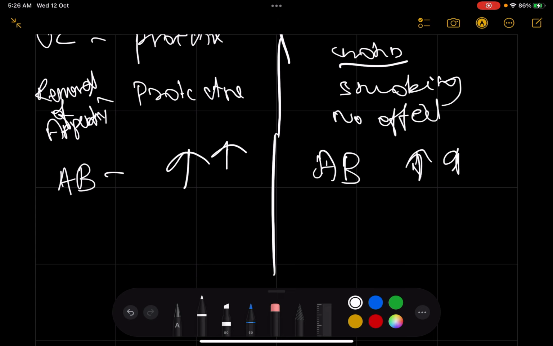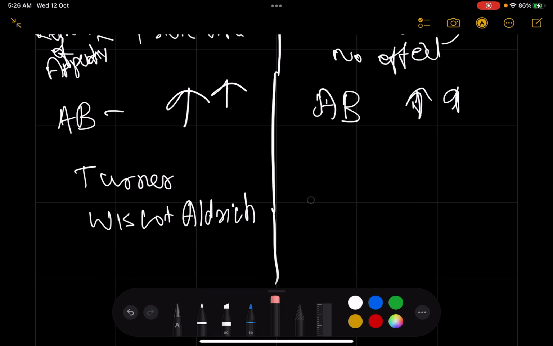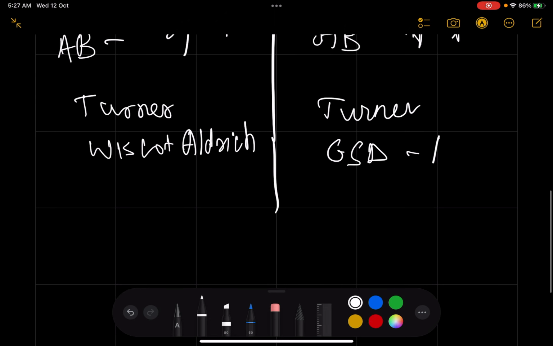The associated genetic syndromes with Crohn's or UC. Turner syndrome is with UC. Wiskott-Aldrich is associated with UC. Whereas with Crohn's, you have Turner again. We have glycogen storage disorder 1. And we have something called Hermansky-Pudlak syndrome. Correct.